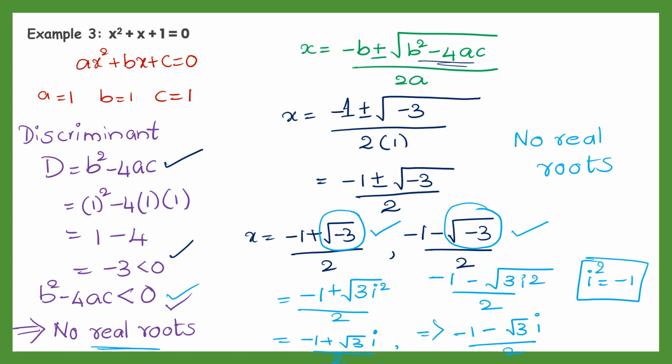If you know about imaginary numbers, you will know how to solve this. So you get minus 1 plus root 3i by 2 and minus 1 minus root 3i by 2 as the roots. These are imaginary roots. Roots are imaginary. Imaginary means not real. So if b square minus 4ac is less than 0, you will not get real roots.